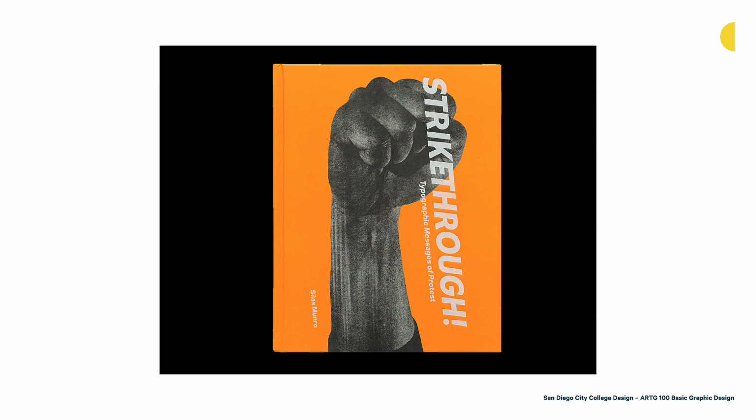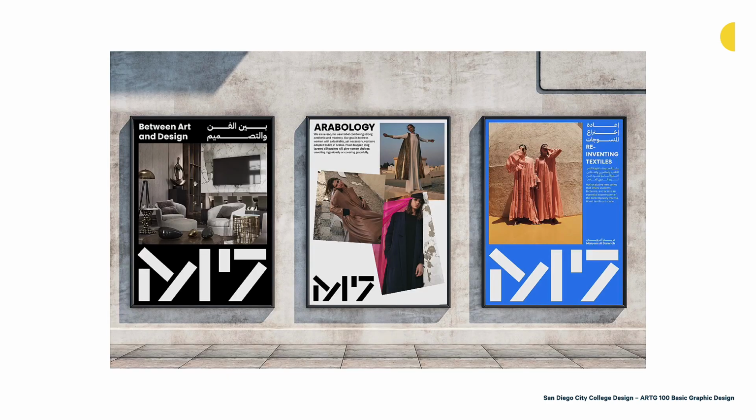Here's an example of asymmetry on a book cover. This is by Silas Monroe. He works at a studio called Polymode, and this is for Strike Through, which is a wonderful book about protest graphics. But you'll notice the way that the typography for Strike Through and typographic messages of protest is all pushed to the right-hand side. It's also on a slight angle, creating an asymmetrical layout. It's also referencing or visually playing with the fist that's on this cover. So there's a nice relationship between type and image here as well, but a great example of an asymmetrical design.